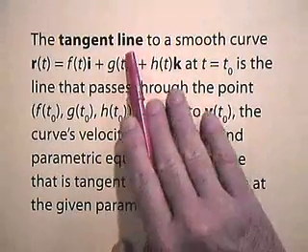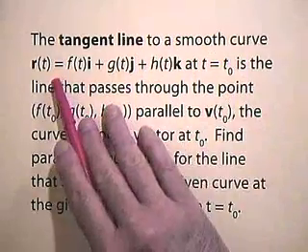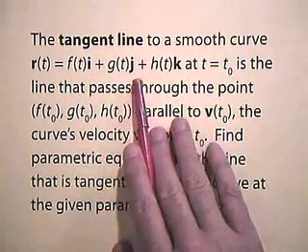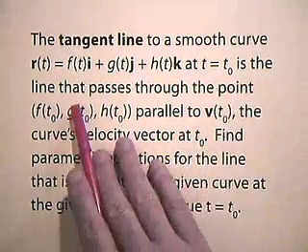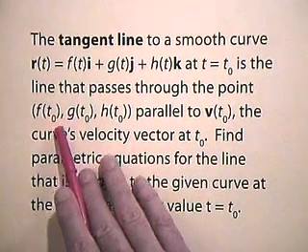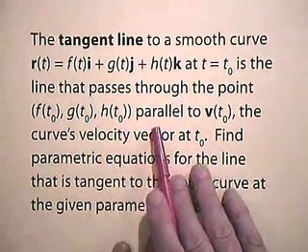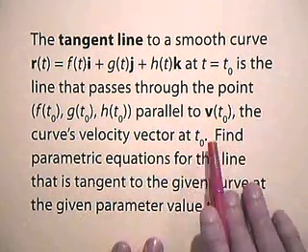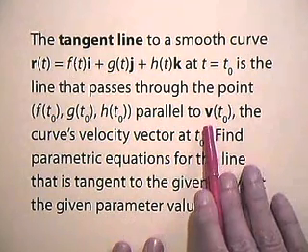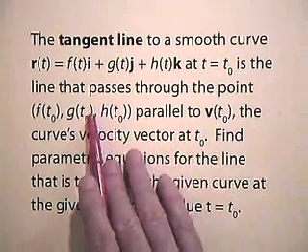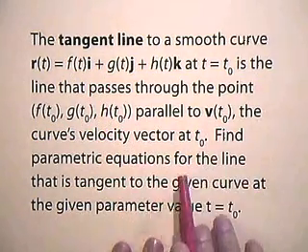Well, let's use derivatives of vector functions to actually get a parameterization of a tangent line to a curve in space. The tangent line to a smooth curve r of t equals f of t i plus g of t j plus h of t k at time t equals t naught is the line that passes through the point f of t naught, g of t naught, h of t naught, parallel to v of t naught, the curve's velocity vector at t naught. Because remember, the velocity vector is always tangent to the curve, and so consequently the tangent line will be parallel to the velocity vector.